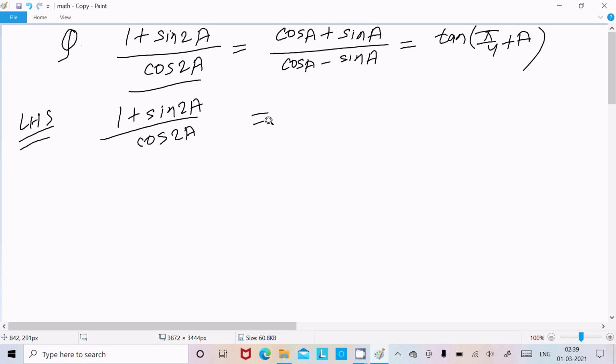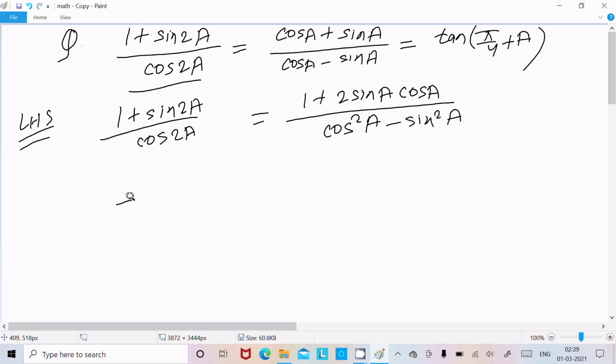So this I am going to convert into sin and cos form. The formula for sin 2a is 2 sin a cos a, so we can write 1 + 2 sin a cos a. Now cos 2a we can write as cos² a − sin² a, that is the formula. After that, 1 we can change to cos² a + sin² a, and then 2 sin a cos a.